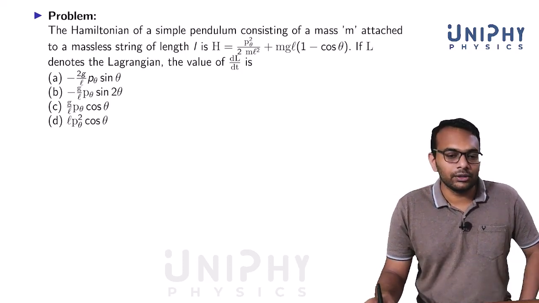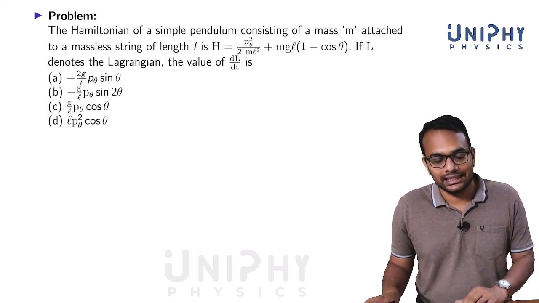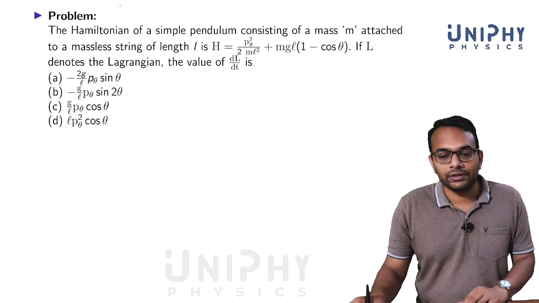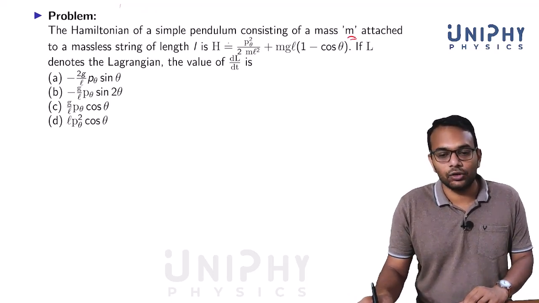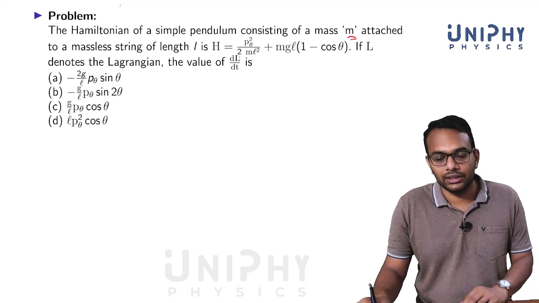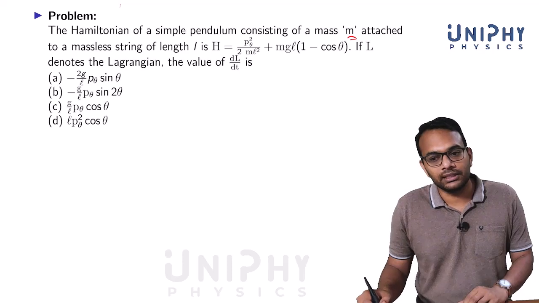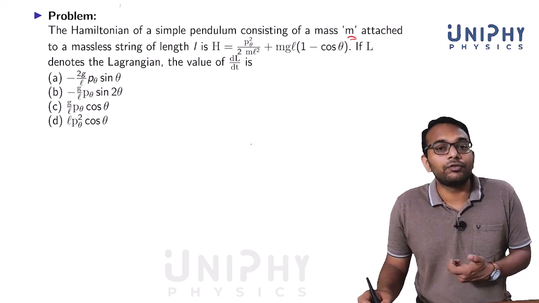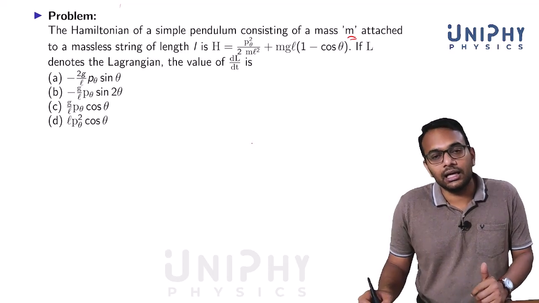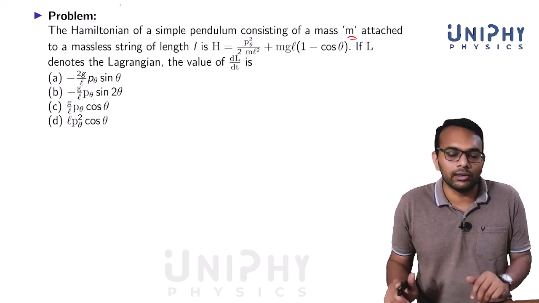So here we have a different kind of problem. This also was asked in one of the previous NET exams. The Hamiltonian of a simple pendulum consisting of a mass m attached to a massless string of length L is p theta square divided by 2ml square plus mgl times 1 minus cos theta. Now, if L denotes the Lagrangian, what's the value of dL by dt? You are asked to find the value of dL divided by dt. How do we go about this problem?